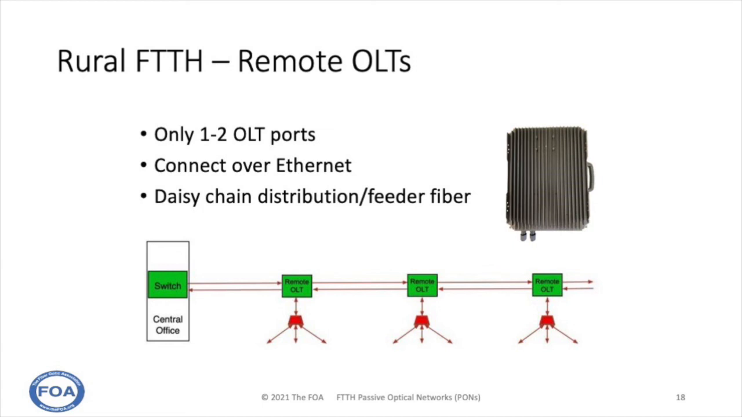So what the manufacturers of PON systems have come up with is remote OLTs. It only has one or two OLT ports. It's connected over Ethernet on fiber and can be daisy-chained. So basically, you can run from your head end with two fibers out to this little box that sits on typically a utility pole, and then drops fibers to splitters for those few subscribers that are in the area.